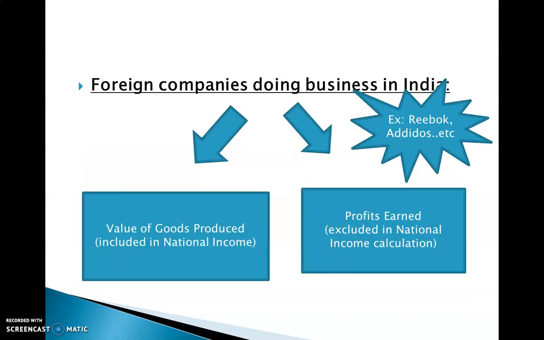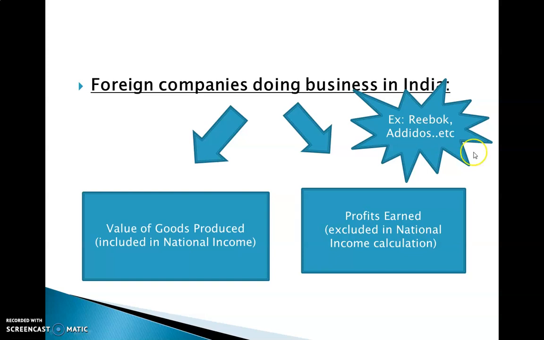The next point is foreign companies doing business in India. For example, you can take Reebok, Adidas. These kinds of companies are doing business in India, but their origin and their residential office base is in a foreign country. So how can we consider the national income calculation?